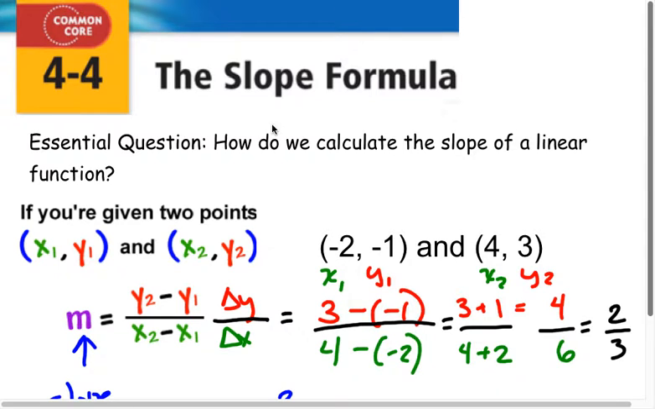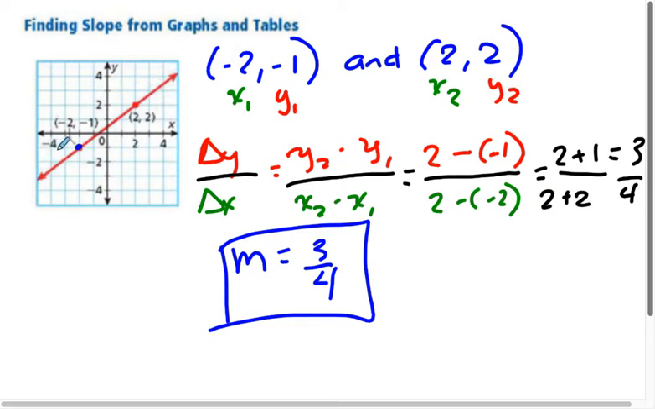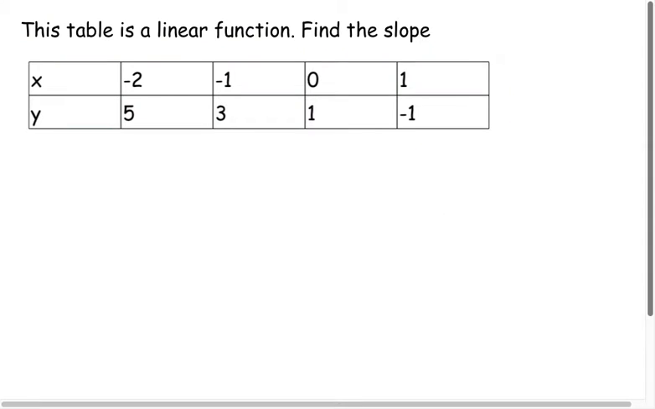Alright, so we noticed how in this slide we've showed you how to find the slope using this formula. Okay, so this is called the slope formula. And so we've done it with 2 points on the graph, and now we're going to do it with 2 points on a table. So you can find the slope as long as you have 2 points.